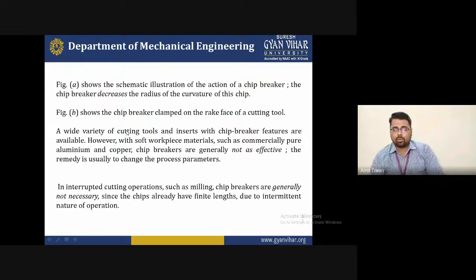They are not required, because at the time of chip formation a continuous chip is not generated. With the help of a chip breaker, you protect the tool life and save the workpiece material. Basically, the two uses of the chip breaker are to stop continuous chip formation, and to prevent damage to the tool surface from the high temperature that occurs at the chip-tool interface. So these are the basic structures I am discussing here.